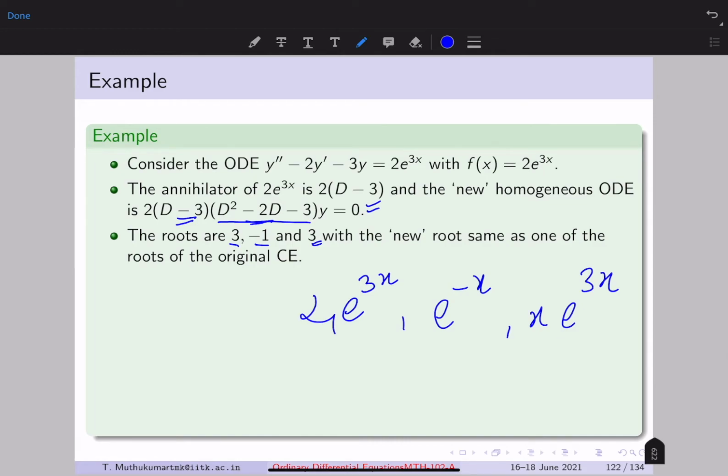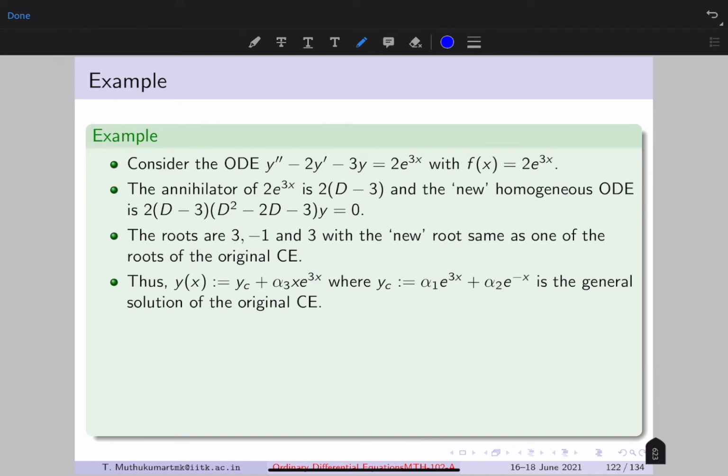So alpha 1, alpha 2, alpha 3 here, and this alpha 3 is the undetermined coefficient that you need to find. So that's what I'm saying here: alpha 3 x e power 3x, where yc is the solution of this equation. Okay, so when you have repeated roots, this is what you do. Earlier we did not do this x. Now we have chosen this x because there is a repeated root here.